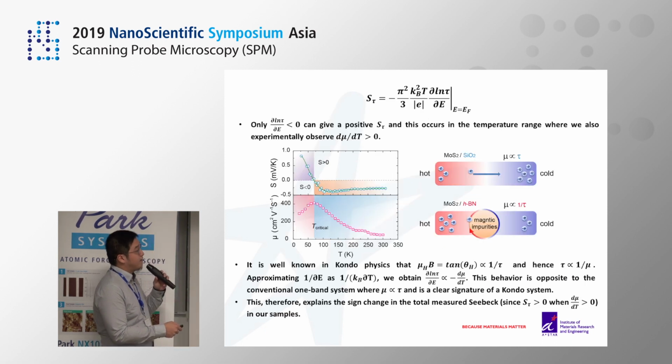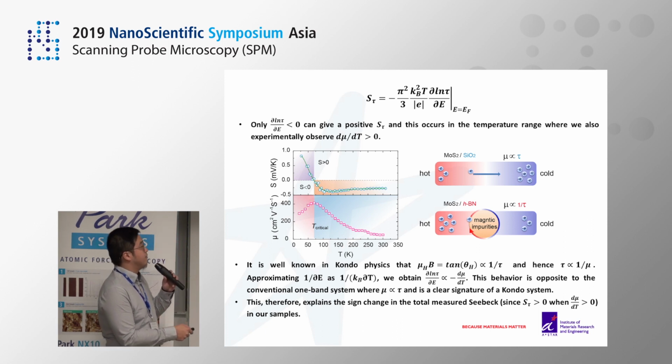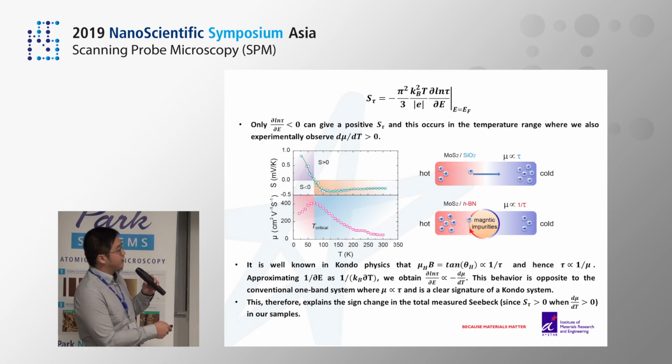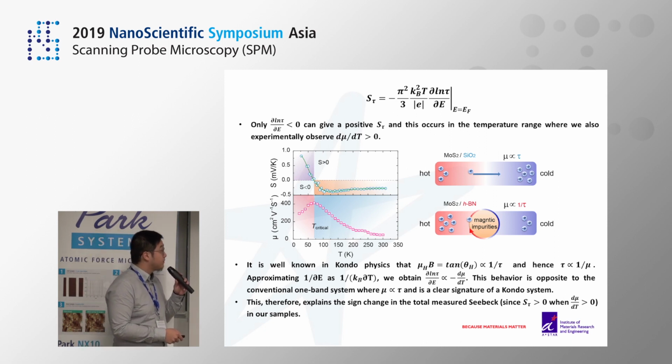So when you want a positive Seebeck coefficient from this term, it will only happen when the partial derivative of log tau with respect to energy is negative. We also observe the same behavior in the experiment for the positive Seebeck: the mobility actually increases with temperature, but for the negative Seebeck, the mobility decreases with temperature.